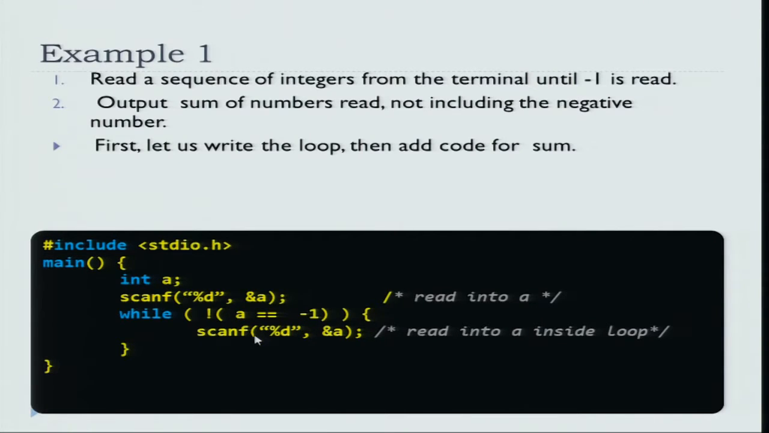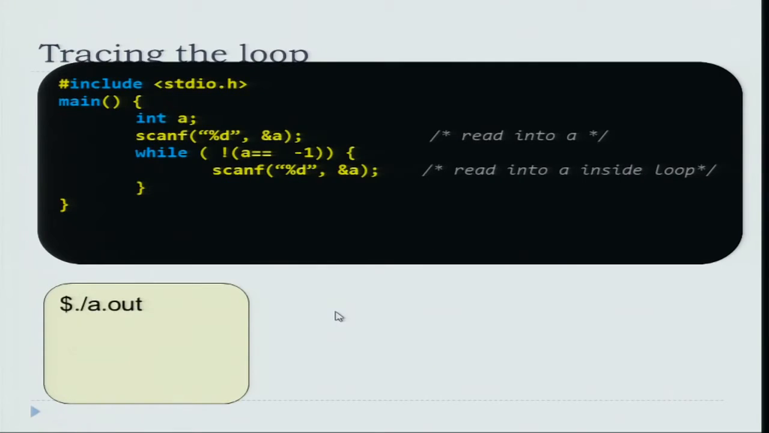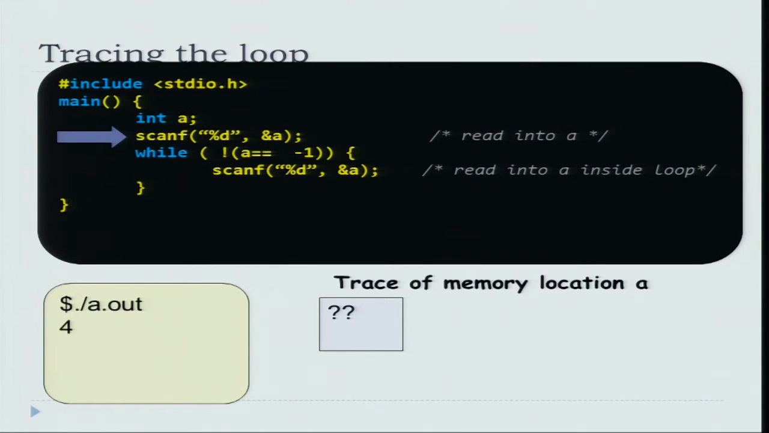At some point when you hit a -1, you go back to the loop and the condition a equal to -1 will be true. So, not of that will be false, and you will exit the loop. So, read the first number. If it is -1, do not enter the loop; otherwise keep on reading numbers until you hit a -1. That is the meaning of the while loop. Let us trace the execution of the loop on a sample input to understand how it works.